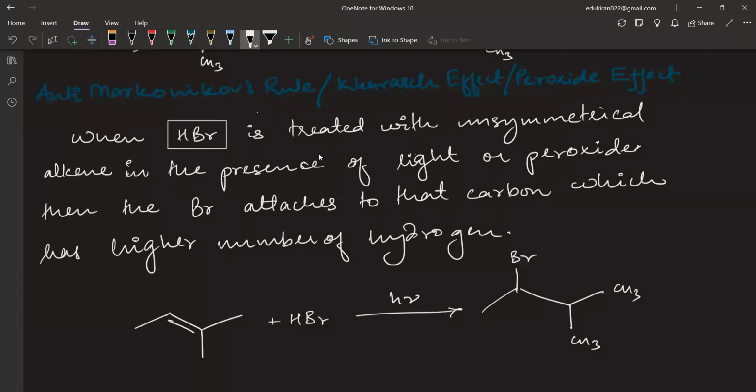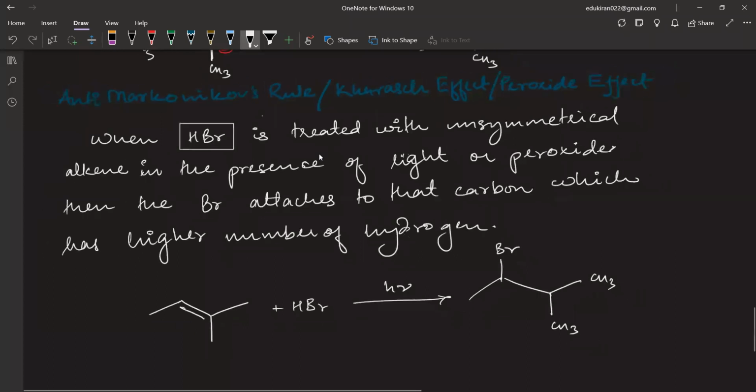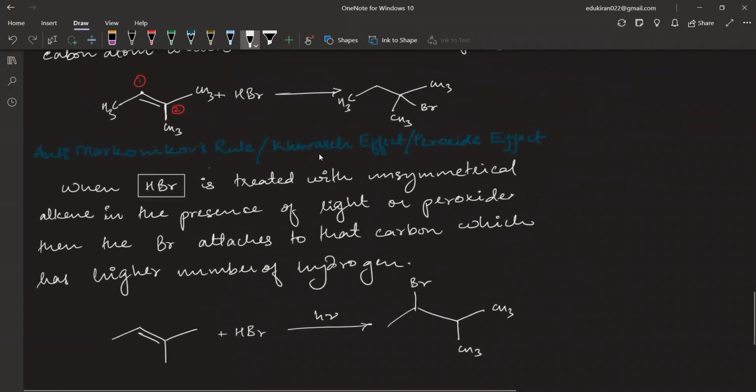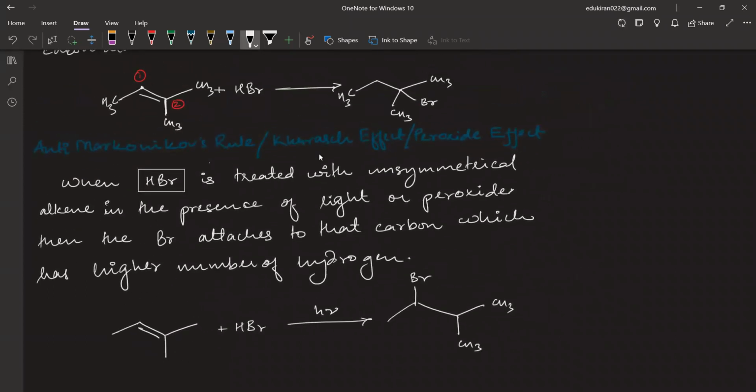Write this down. Let me know when you're done. Then we will do some questions. So I hope you can see the difference between the examples, right? In the presence of light, or here you can write, or peroxide also.